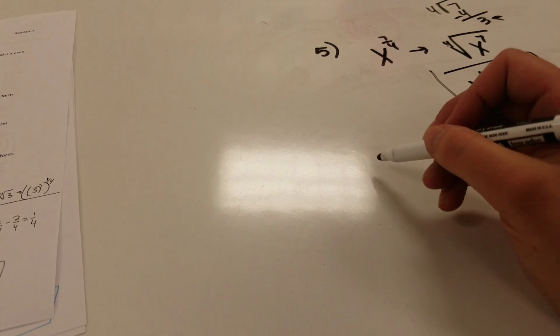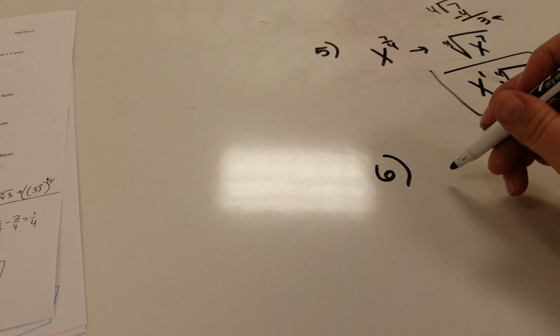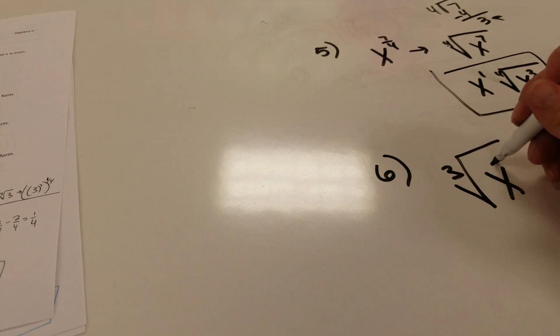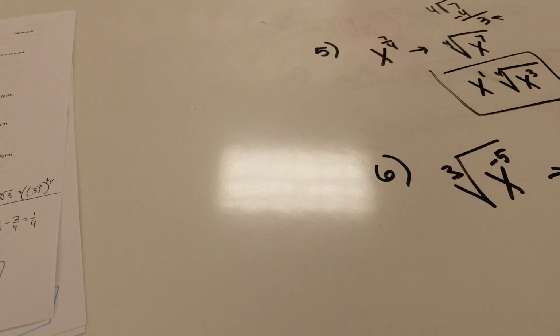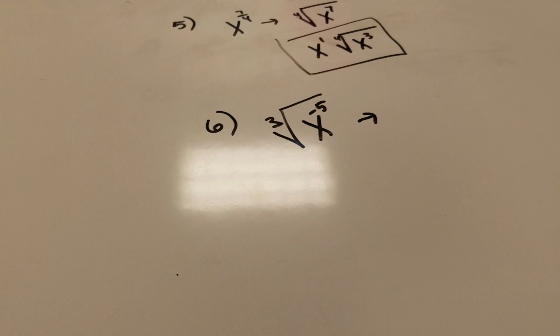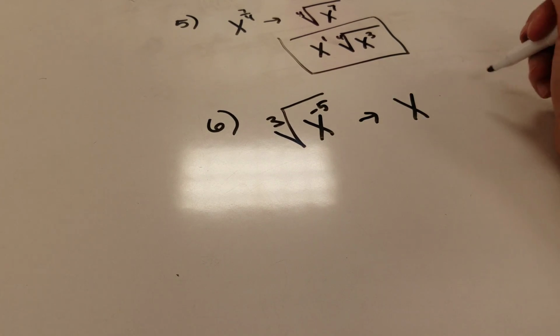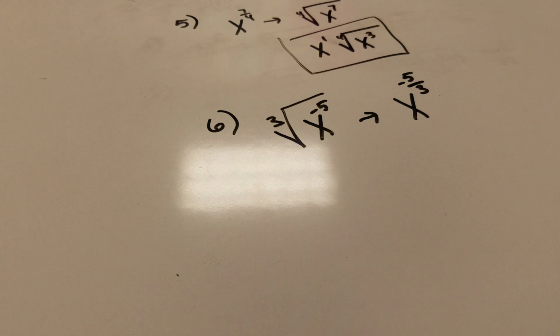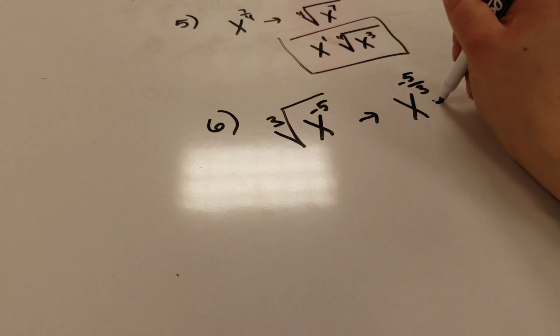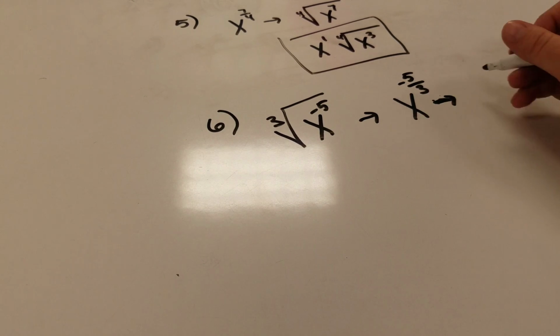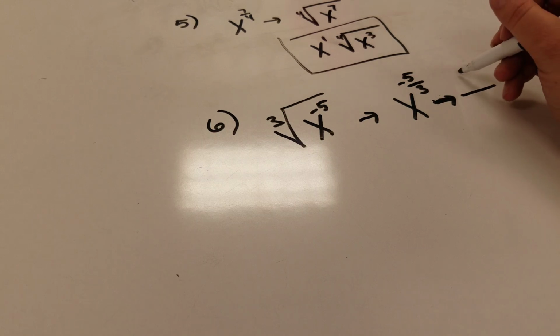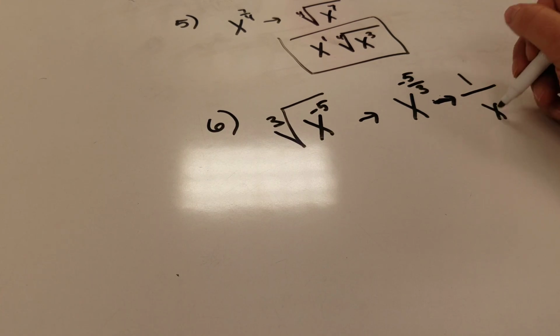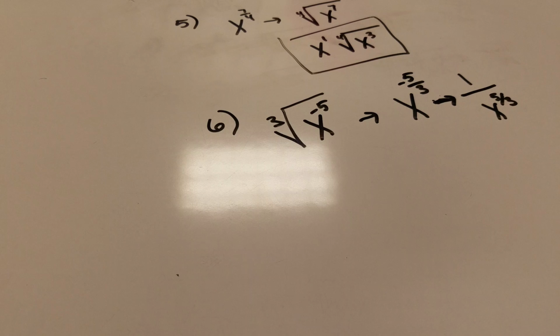All right, 6 is a little bit different. We have the cubed root of x to the -5th. We're trying to get into exponential form. Okay, so what we're going to do is we are going to write our power of -5 over our root of 3. And then we're not allowed to have negative exponents just like we weren't right before break. So all that's going to happen is we put a 1 on top, and then x becomes to the positive 5/3. Okay, exponential, so we can leave it just like that.